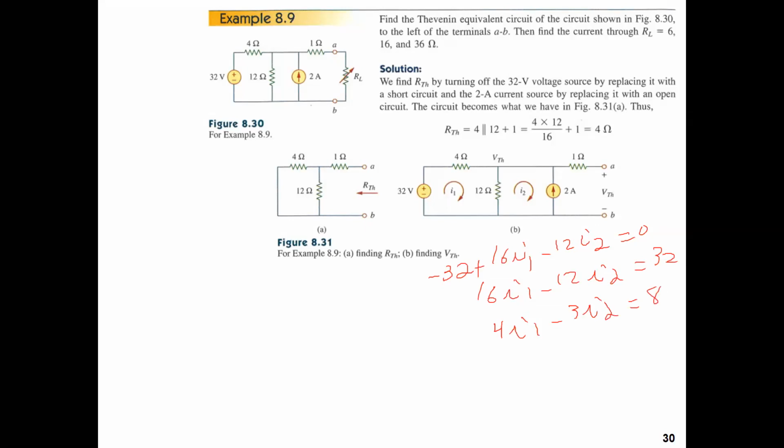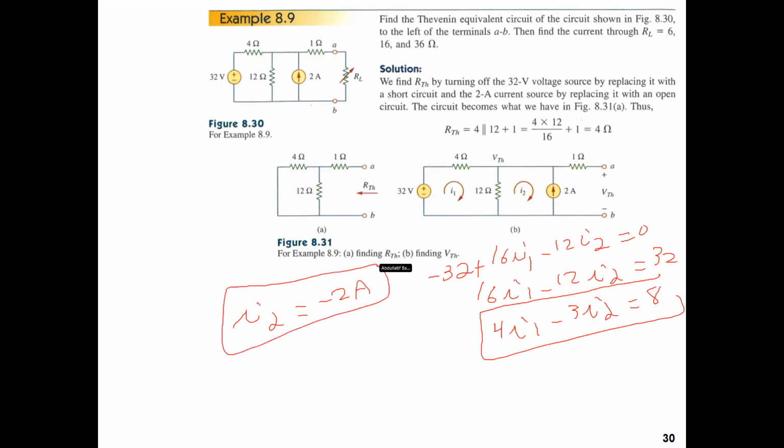So just simplify, so divide every term by 4. This is the fundamental of an equation. If you divide one term by a number, you have to divide all other terms by the same number. Okay, so this is equation number 1. Now loop number 2 is so easy. So I2 is equal to negative 2. Now we need to find I1 and I2 in order to find VTH.